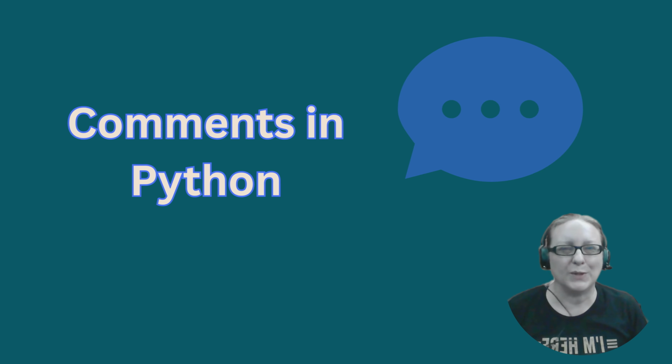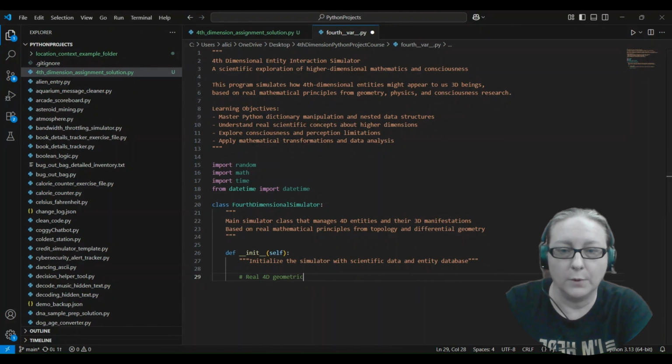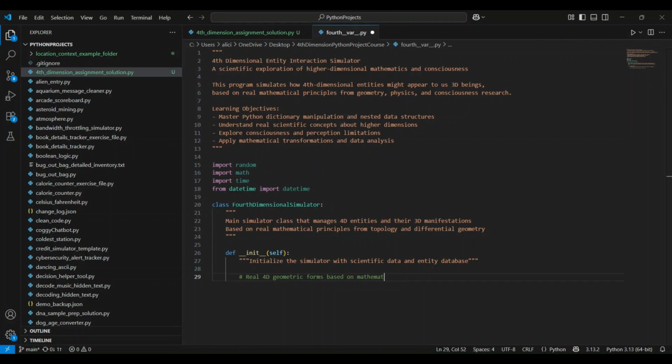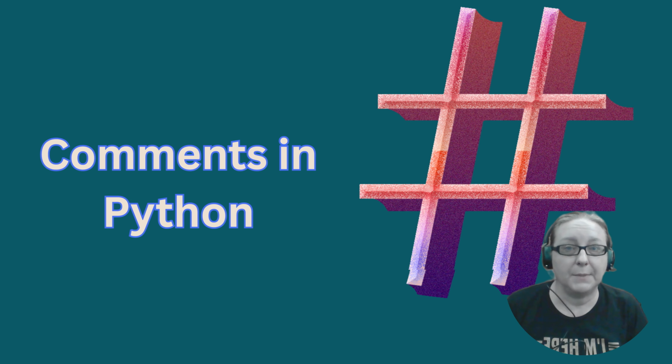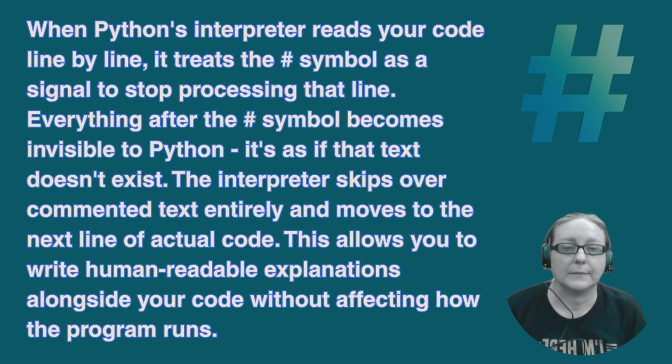Now we're going to add our first real comment to the code with the hash symbol, or pound sign, or number symbol. I'll type hashtag real 4D geometric forms based on mathematical research. So that's the Python syntax for comments, the hash symbol.